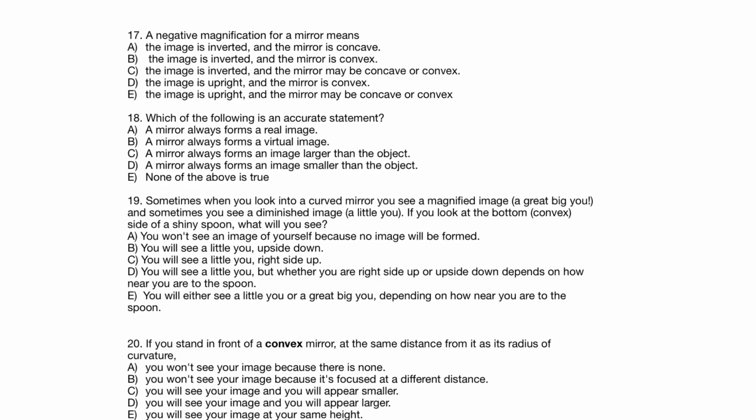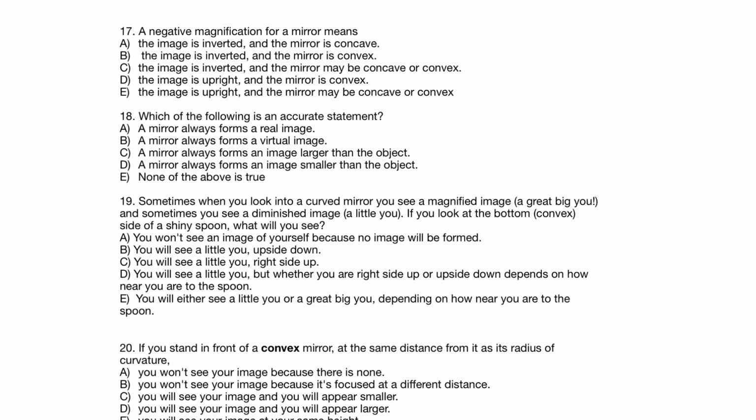Let's go now with number 17. A negative magnification for a mirror means, for number 17, that a negative 1 would be the image is inverted. However, the mirror may be concave or convex. That is for number 17.